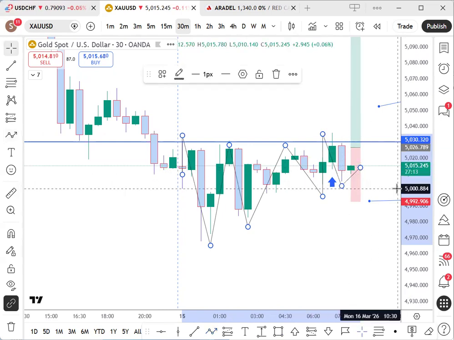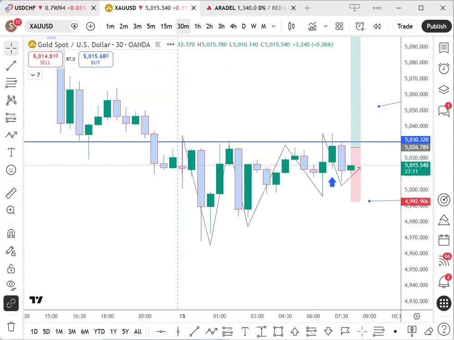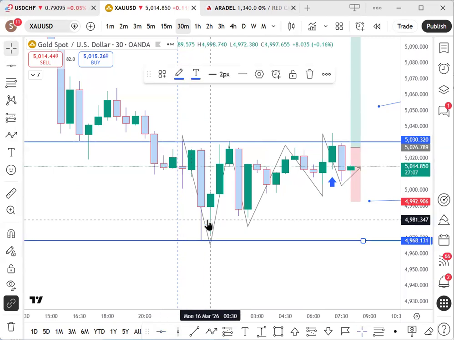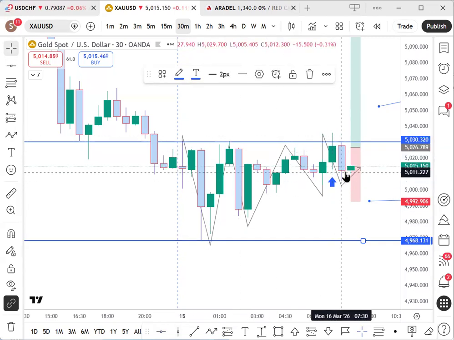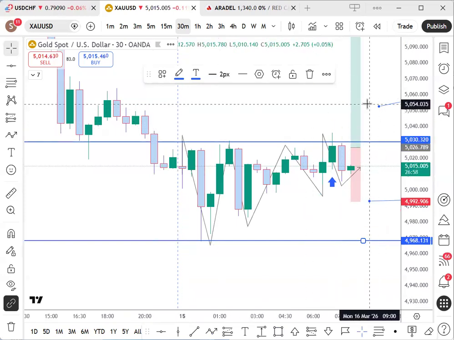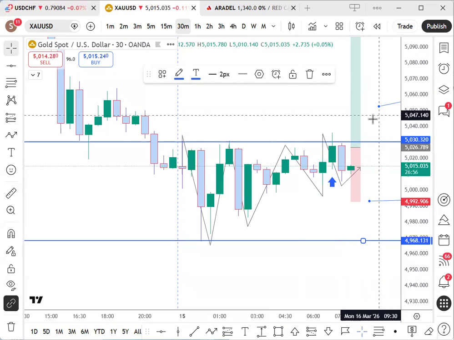So what is price doing? Price is essentially just ranging. I think an ideal thing would be to let us see price break above and close above these highs here, and then we can enter for a potential buy, right?